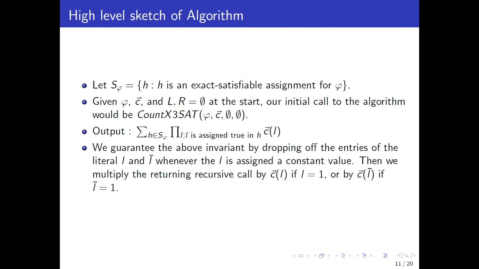Now we guarantee the above invariant by dropping off the entries of the literal L and L bar whenever L is assigned a constant value. Then we multiply the returning recursive call by C of L if L is set to 1, or C of L bar if L bar is set to 1.